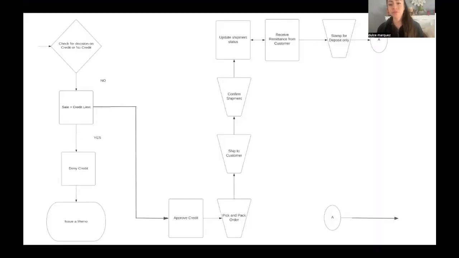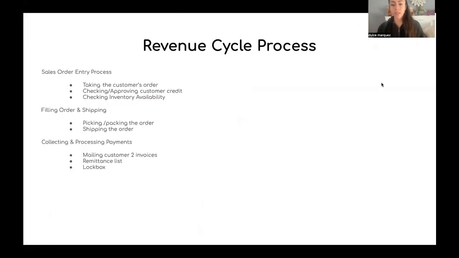Here we have the middle section of our flowchart, which is also known as the revenue cycle process. This process consists of three main things. One will be the sales order entry process, then filling the order and shipping, and then lastly, collecting and processing the payments. So in the next slide, we'll see further into it.